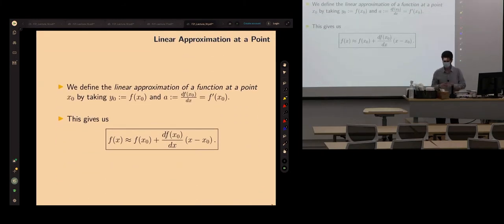So the linear approximation of your function is essentially defined to be what you see here. A line with a slope equal to the derivative of the function at that point. That is the best linear approximation you can get for a continuous and differentiable function. I'll talk about what differentiable means. You're not supposed to know if you haven't taken calculus.